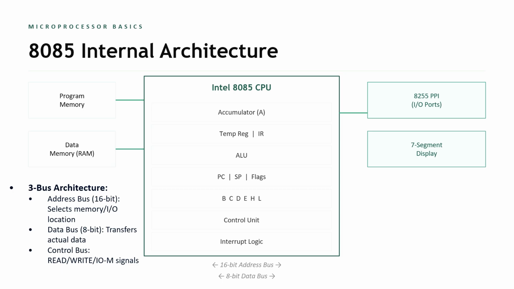The three buses are critical to understand. The 16-bit address bus selects which memory or input-output location to communicate with. The 8-bit data bus transfers the actual data. The control bus carries read, write, and input-output/memory signals that tell the hardware what kind of operation is happening.